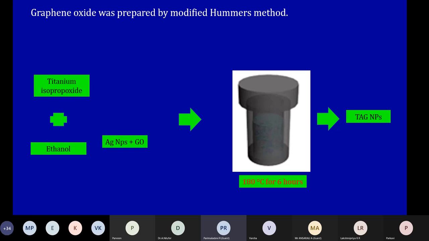Again, titanium isopropoxide with Ag we can prepare by the chemical reduction method, and graphene oxide is also prepared by Hummers' method. All three are added together, and we transfer the mixture into a Teflon-lined autoclave and maintain it at 180 degrees Celsius for 6 hours, and we prepare TAG nanoparticles. TAG is nothing but titanium oxide, silver, graphene oxide nanoparticle. Okay, so that we prepared.